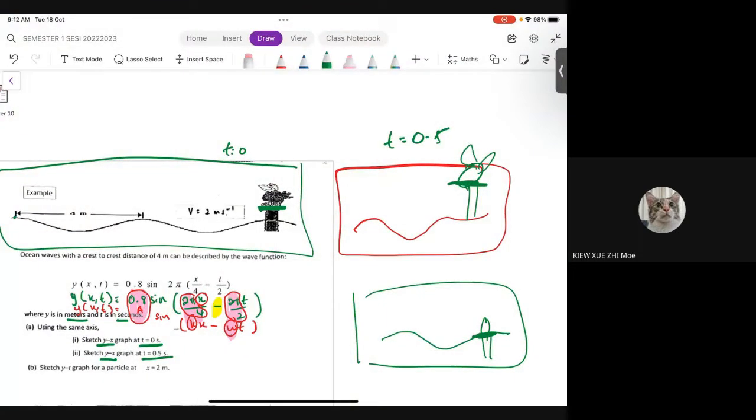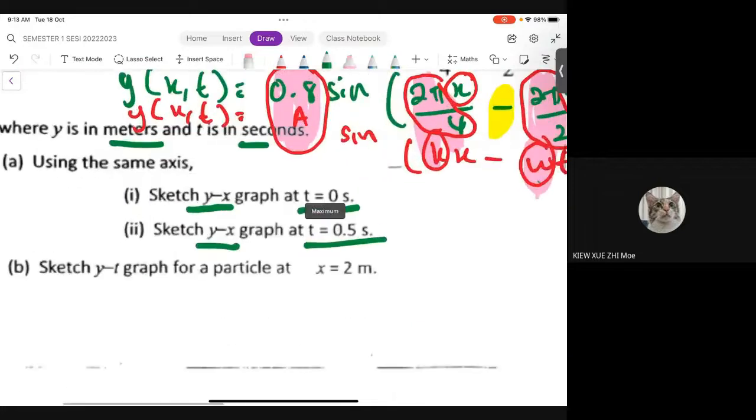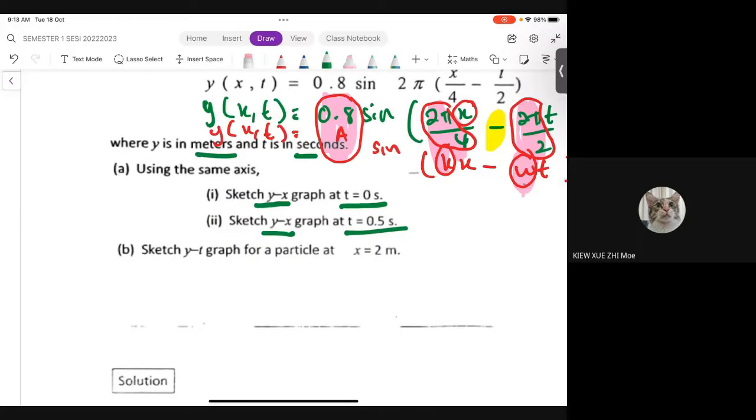So that person, that budak, dia tak akan sama because according to the time, masa bergerak dia akan bergerak up down up down up down. So we don't know which position dia akan duduk. So that's why for the graph when t is 0 and t equals to 0.5, you will not get the same graph. Graph you akan berbeza.